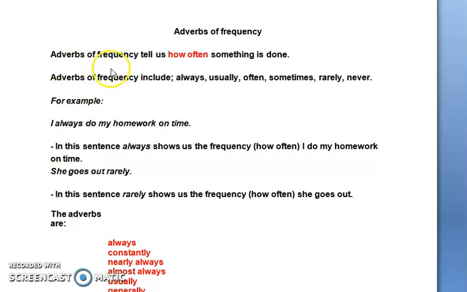Okay, so adverbs of frequency tell us how often something is done.